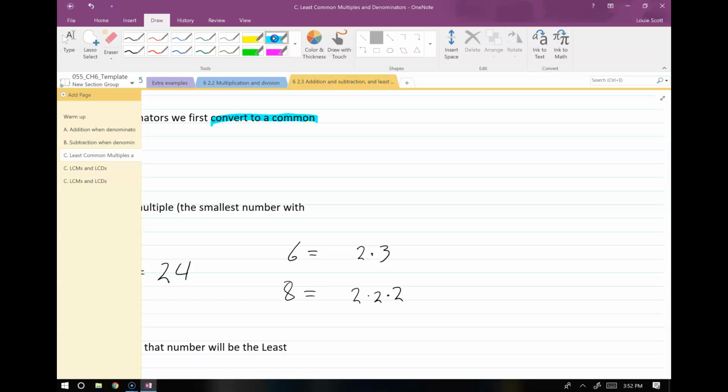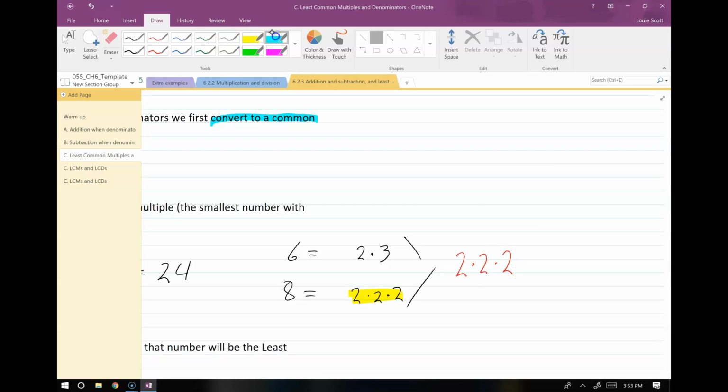They said, if a factor exists in one of these two, your LCD contains the largest number of those factors. So I say, oh, 2 is in both of these. This one's got 3 of them, so the LCD must have 3 of them: 2 times 2 times 2.